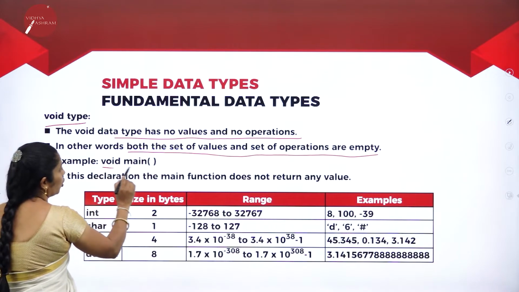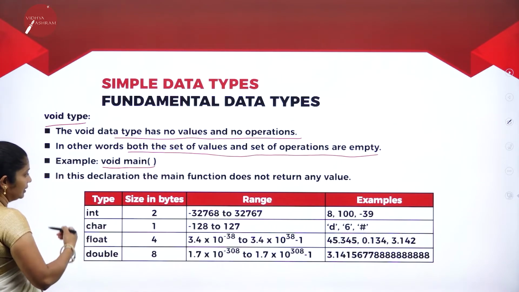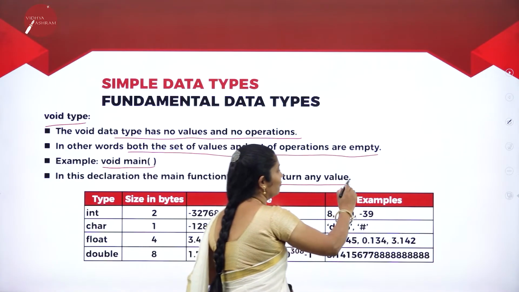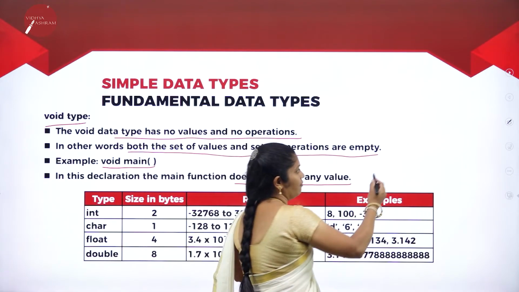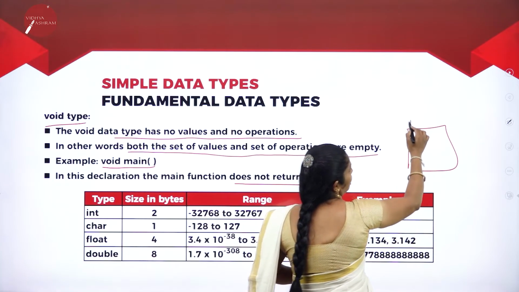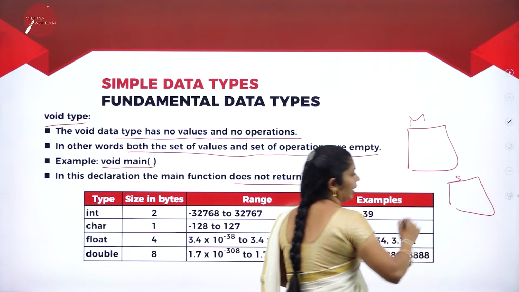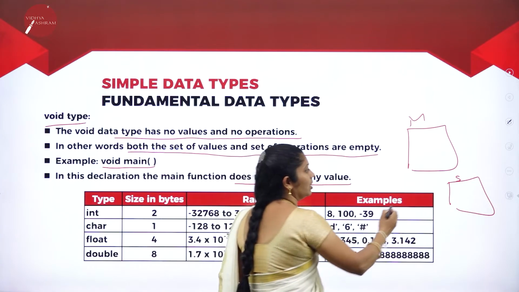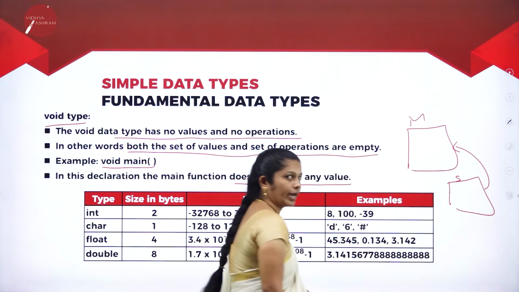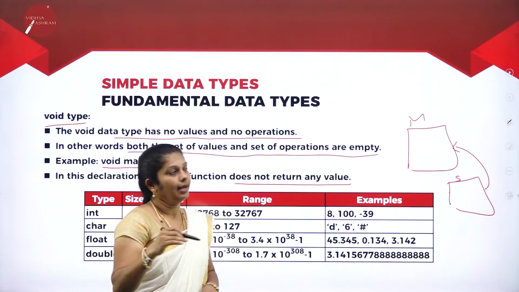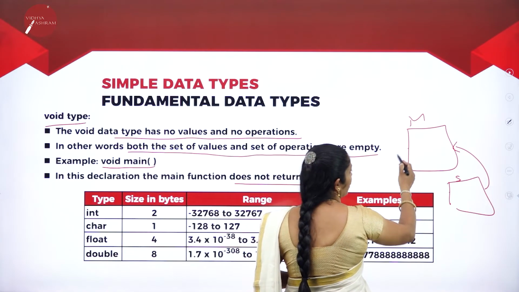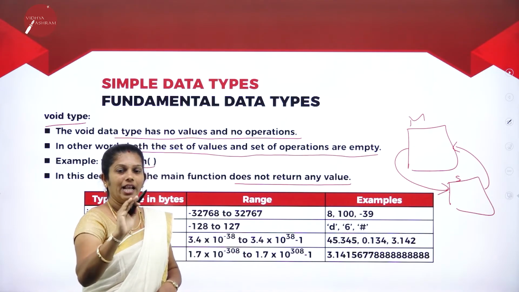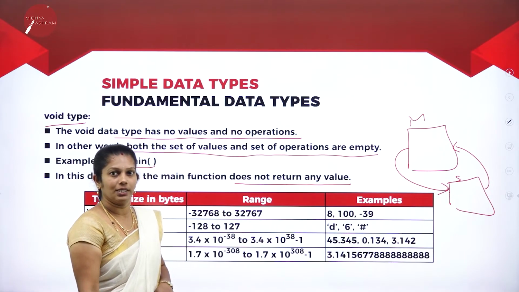For example, if I consider void main, then in this declaration, the main function does not return any value. Consider this is a main program and this is a subprogram. If I write void, it means that no values are passing from subprogram to main program. In the same way, if no values are passing from main program to subprogram, then also we can use the void concept. Void means there is no transfer of any values here.